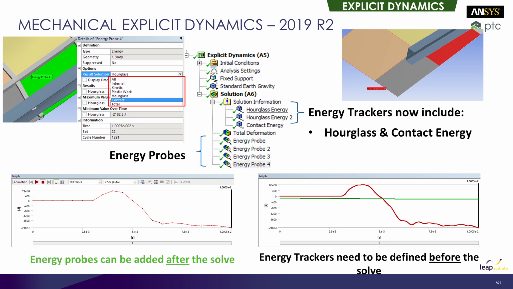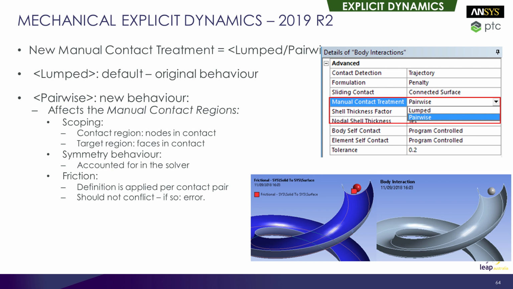Whereas these trackers, sorry, I called them probes earlier, these are trackers. These trackers, we can get the data at every single time step. So this is very high resolution data. So if we want the hourglass energy or the contact energy for impacting surfaces, we can now get that via trackers.